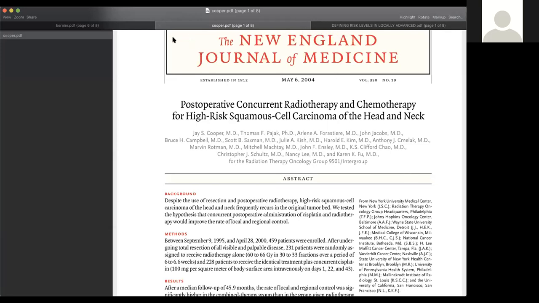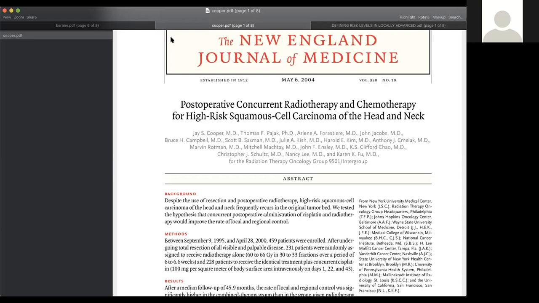So the second article, which is published in the same issue of NEJM, asked a similar question: whether addition of adjuvant chemotherapy to radiotherapy improves outcomes. But the outcome measures studied in Cooper's paper were different from the previous paper that I mentioned to you, and their inclusion criteria for a high-risk patient also differed. So this is further adding to your knowledge of which patients will benefit from adjuvant chemoradiotherapy.